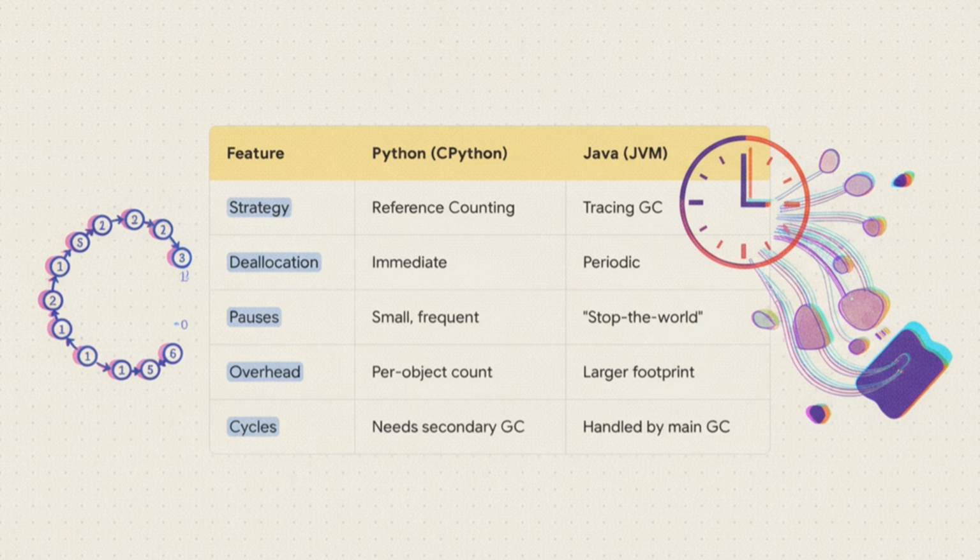Then you've got the JVM. It has a totally different philosophy. It uses what's called a tracing garbage collector. It just lets the garbage pile up for a while. Then, every so often, it yells, "Everybody freeze," what we call a stop the world pause. And it goes on a cleaning spree, figuring out what's still in use. It can be faster overall, but those unpredictable pauses can be a real problem for some applications.